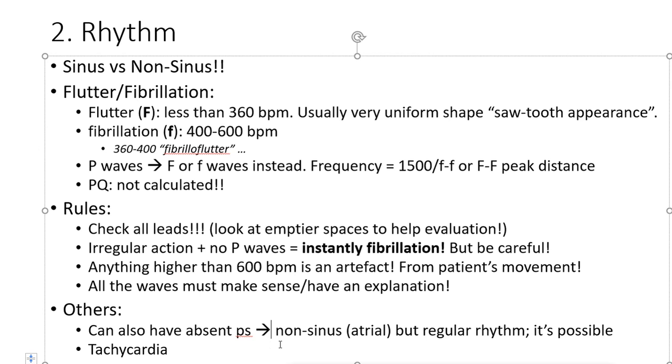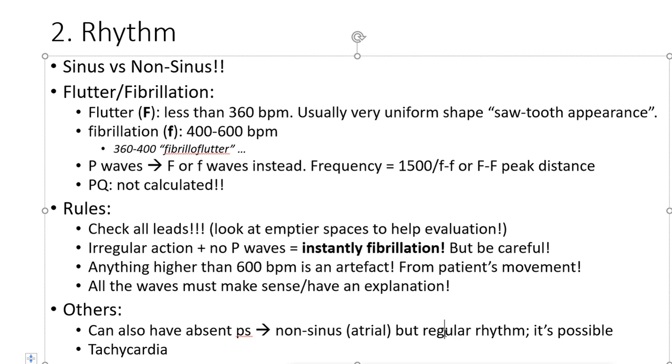This is another point actually. You can have absent P waves, so it's non-sinus. However, the rhythm is regular. Compare this to the previous point, that here we said irregular action and no P waves, instantly fibrillation. However, what if you've got no P waves but the action is regular? What do you do then?